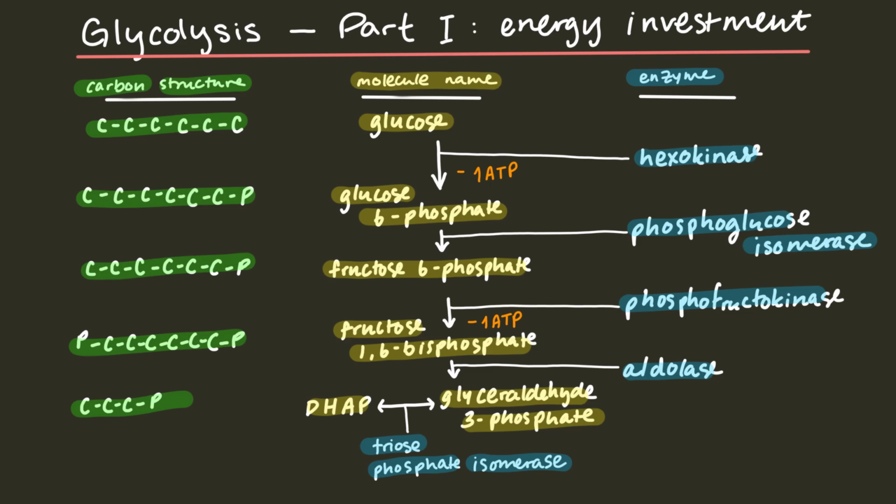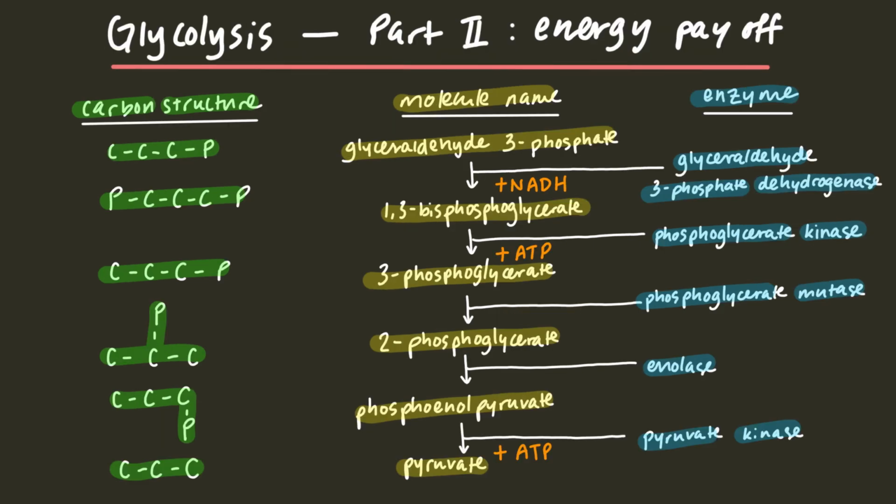From here, fructose 1,6-bisphosphate splits in two, turning into dihydroxyacetone phosphate, abbreviated DHAP, and glyceraldehyde 3-phosphate with the help of fructose bisphosphate aldolase. Only glyceraldehyde 3-phosphate can proceed to the next step, so before progressing, DHAP needs to be converted into glyceraldehyde 3-phosphate with the help of another enzyme called triose phosphate isomerase. The first half of glycolysis is done. Now for the second half.